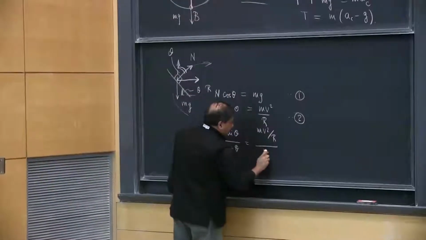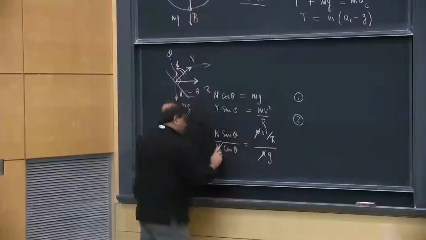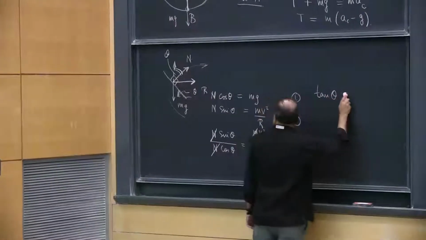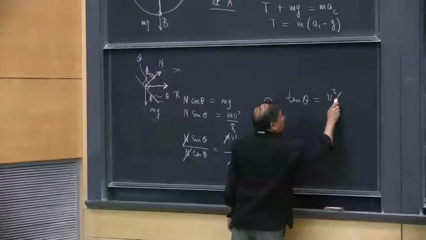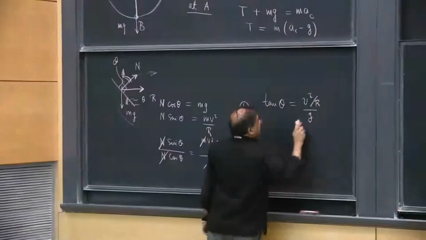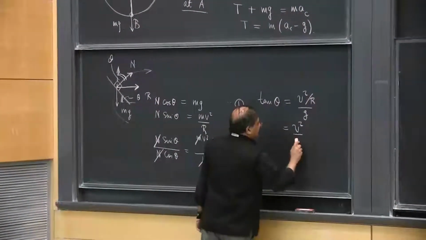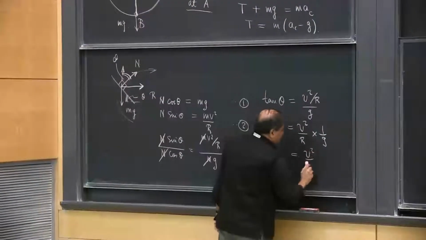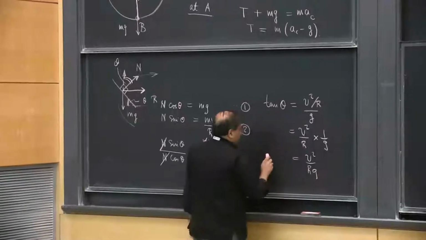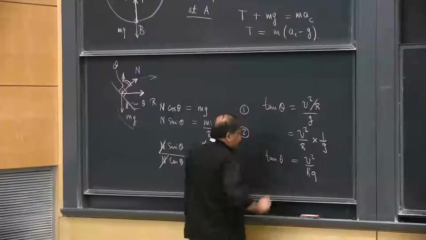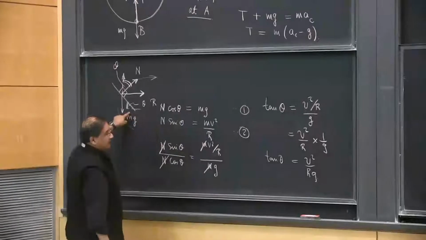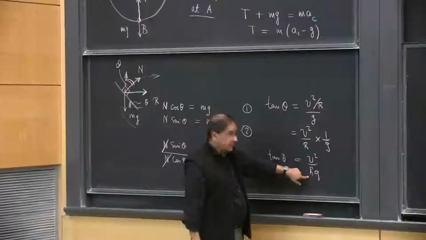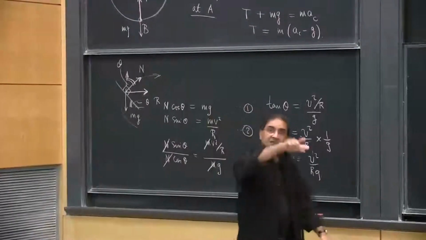Now I'm just dividing one equation by the other equation, weird as it may be, and that immediately gives me my friend tan theta, which is v squared over r times 1 over g, which is v squared over rg. That is tan theta. So in other words, this banking angle ties in with g, ties in with how large r is, and ties in with how fast the car is going.